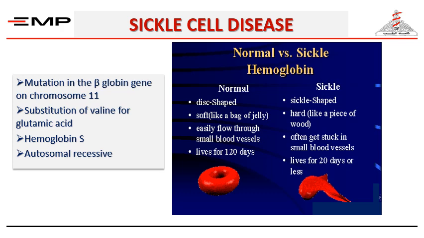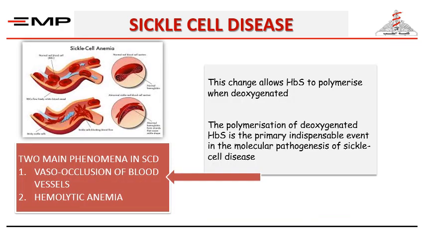But if the red cells contain hemoglobin S, when these cells pass through areas of low oxygen tension, such as the capillaries or the meshwork in the reticuloendothelial system, the presence of hemoglobin S results in polymerization of the hemoglobin S. This changes the shape of the red cell. They become sickle-shaped, hard like a piece of wood. They are destroyed when they pass into small blood vessels, and they get stuck in the small blood vessels, and their lifespan is much shorter than 120 days. This is what I have explained before.